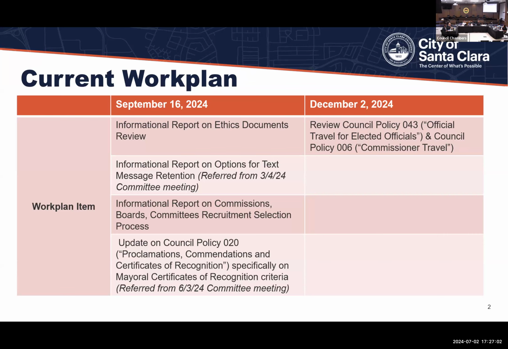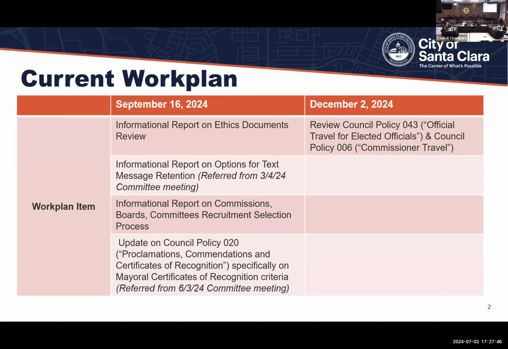The next item is an informational report on options for text message retention that was referred from your March 4th meeting of this year. Next is an informational report on commission, board, and committees recruitment process, and so we will provide an update on how people are recruited for that. That was a request. The next item is an update on your City Council Policy 020, proclamations, commendations, and certificates of recognition. This was referred from your June 3rd meeting of this year, specifically to return to this committee to talk about mayoral certificates of recognition and any criteria that the committee desires to propose.